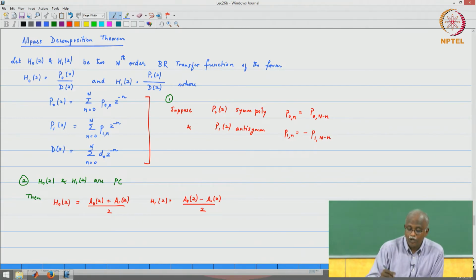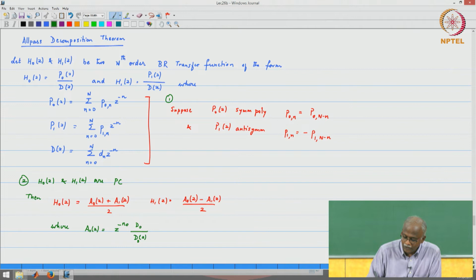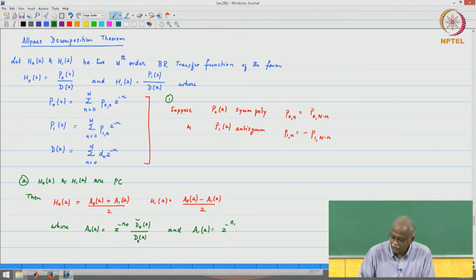where a naught and a 1 are all pass functions, where a naught of z is an all pass transfer function where you have z power minus N naught, d naught tilde of z over d naught of z, and a 1 of z is z power minus N 1, d 1 tilde of z over d 1 of z, okay, where these are causal stable transfer functions.